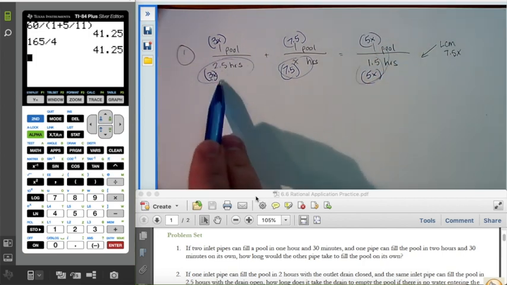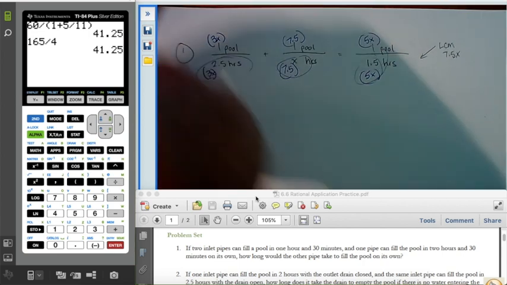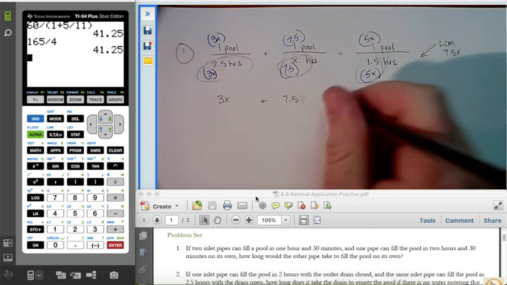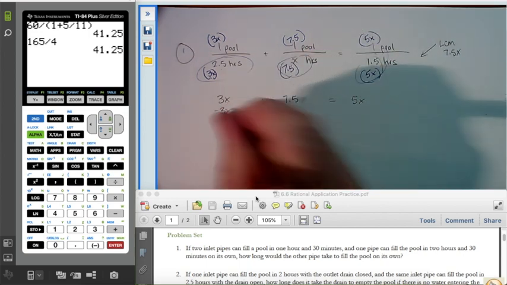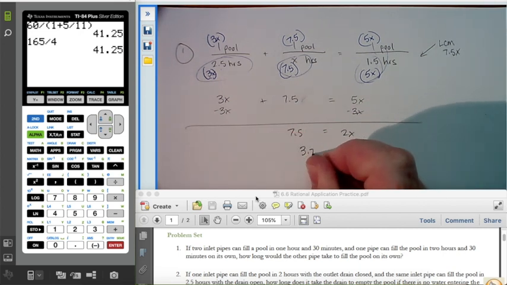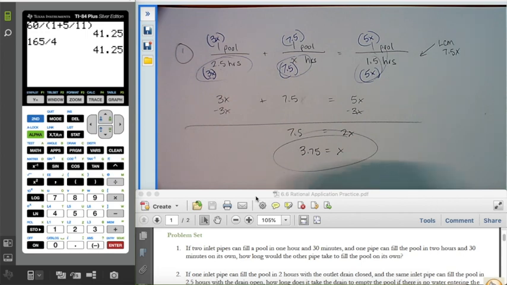Now that all three denominators have 7.5x in them, I can multiply through and just focus on making the numerators match up. So negative 3x plus 7.5 has to equal 5x. A little bit of algebra tells me that x is equal to 3.75. Done.